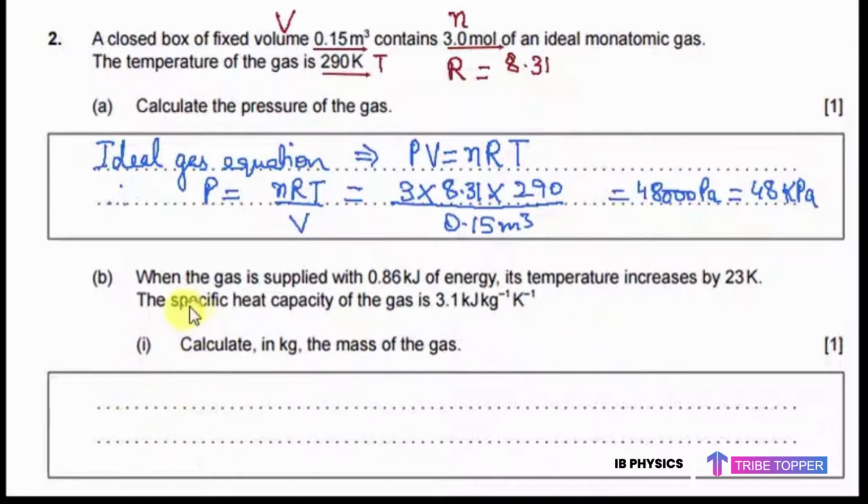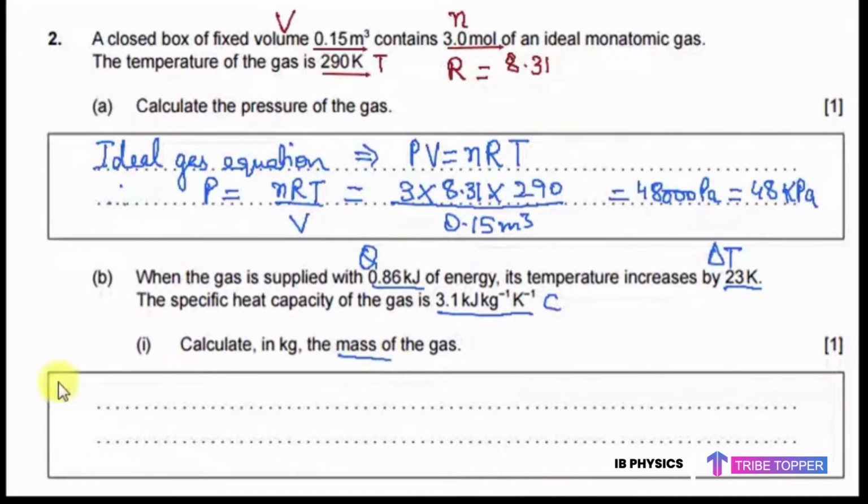And in the next part we have when the gas is supplied with 0.86 kilojoules of energy, its temperature increases by 23 Kelvin. So we are supplying Q, the energy of 0.86 kilojoules. The temperature increases by 23 Kelvin. That means you have delta T, that's the change in temperature, and the specific heat capacity of the gas is 3.1 kilojoules per kilogram per Kelvin. So we have c.